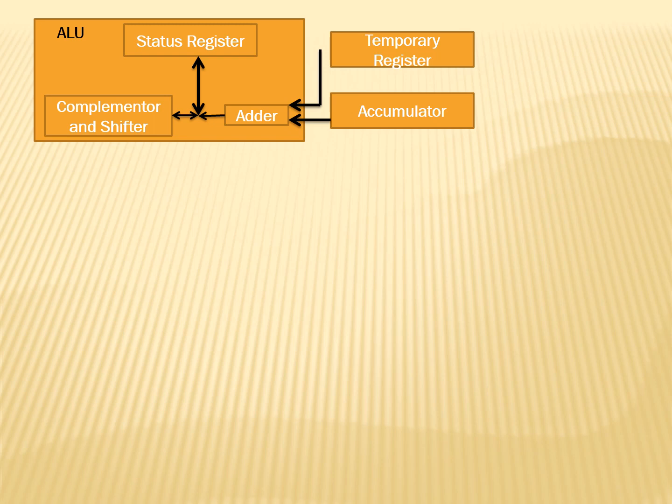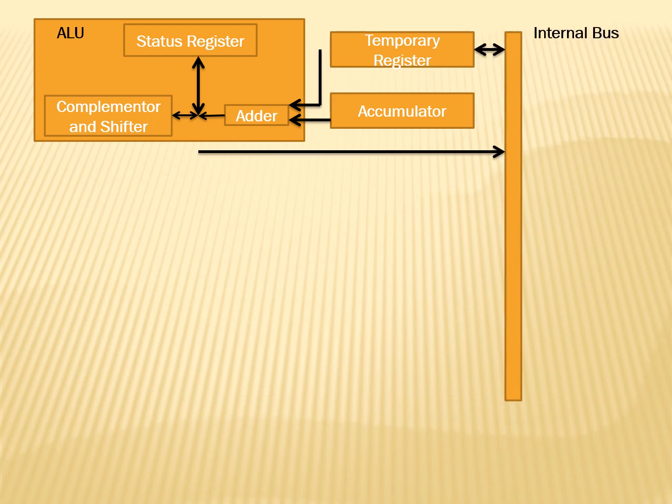So it is one-way connected between the accumulator and the temporary register, and the ALU. All of this will be connected to the internal bus, because we know that in order to transfer data from one end to another we require buses, right? So the ALU, that is the status register, complementer, and the temporary register and accumulator, will all be connected to the internal bus for transferring the data from one end to the other and to store the data.